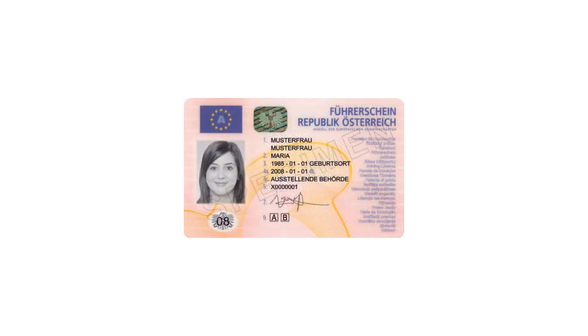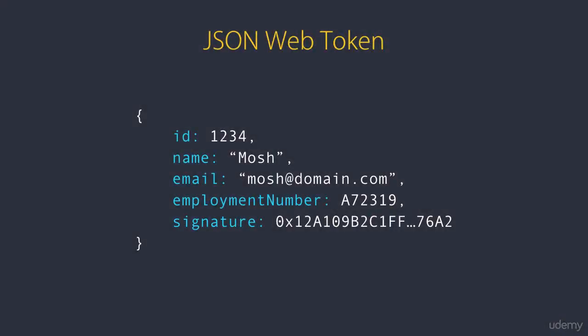As an analogy, think of your driving license or your passport. On your driving license, you have your name, your date of birth, your address, and this driving license is somehow signed or protected using some technology, so it cannot be duplicated. A JSON Web Token is exactly the same. So it's an object with a bunch of key value pairs, each representing something about a user, like their user ID, their name, their employment number, and so on.